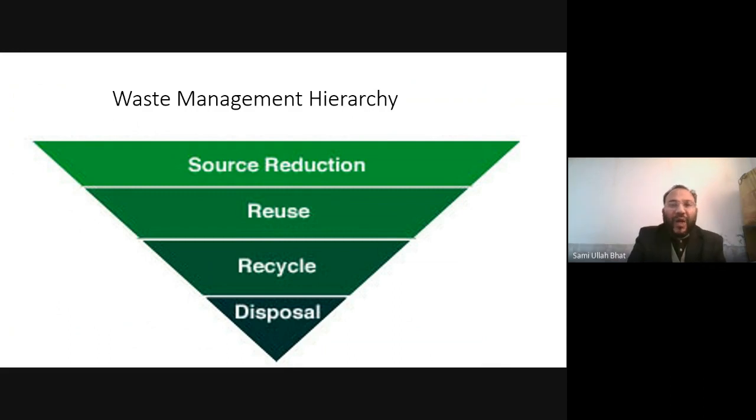There is a hierarchy called the waste management hierarchy, wherein we need to think of the priority to be given. First is source reduction. Second, to be followed by it, is reuse. Third is recycle, and fourth is disposal. So what is coming from the waste has to be actually stopped or reduced at the source point.